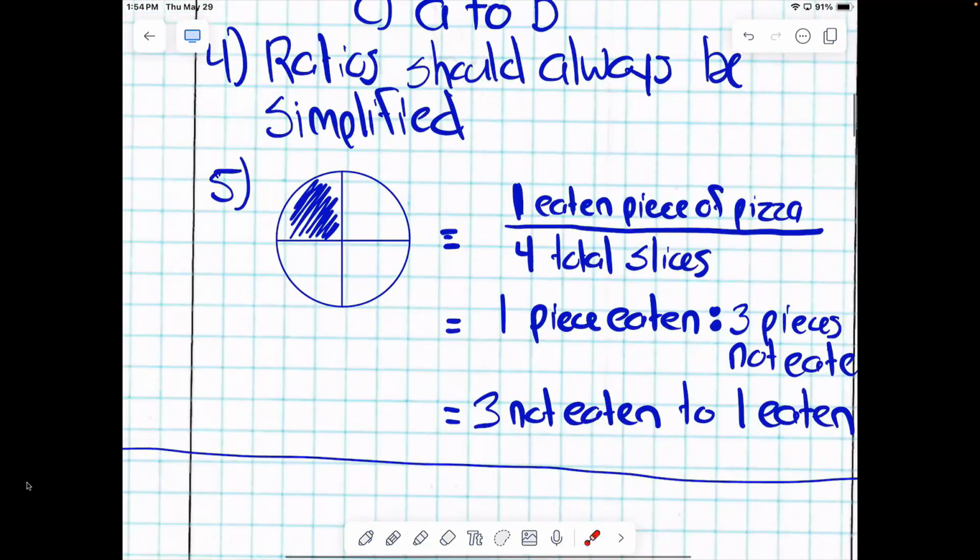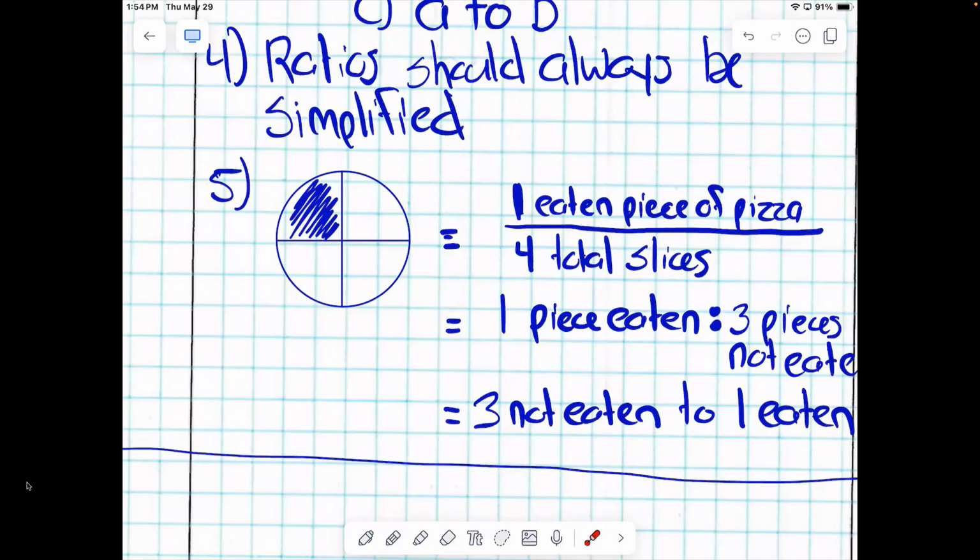Here's a picture of a pizza. We said that piece of pizza right there was eaten. Yes? How many total slices do you see? So our ratio that we wrote is right here. We said, well, one piece of pizza was eaten and there were 4 total slices.